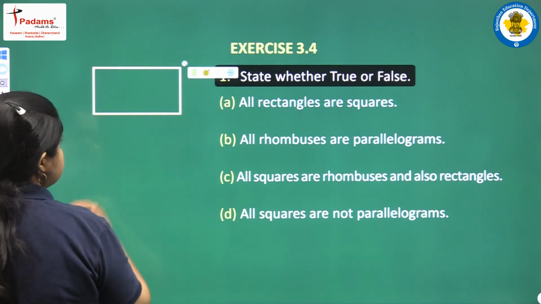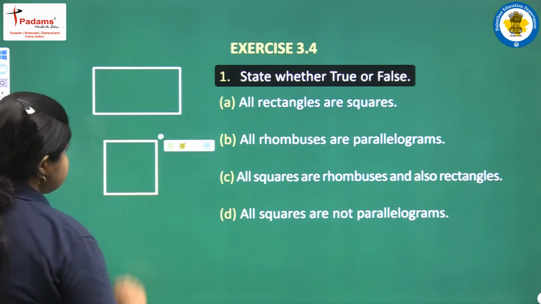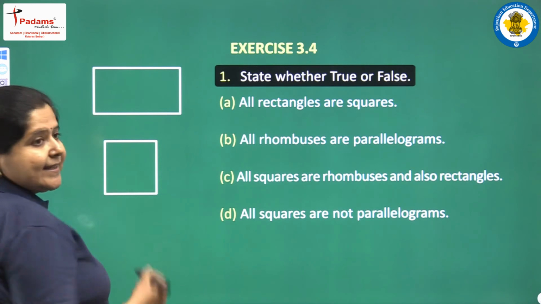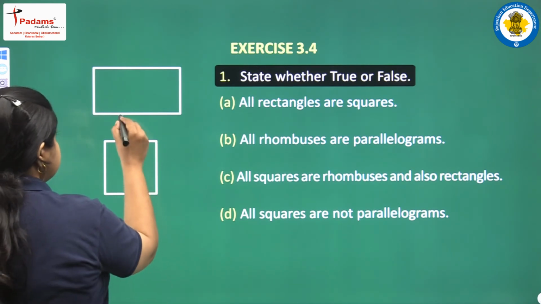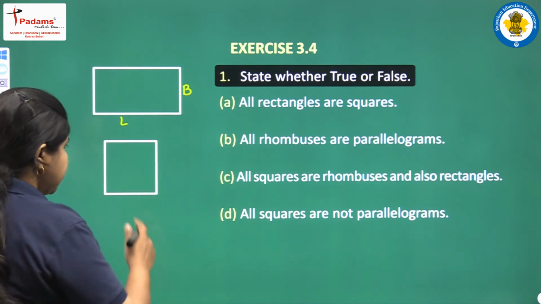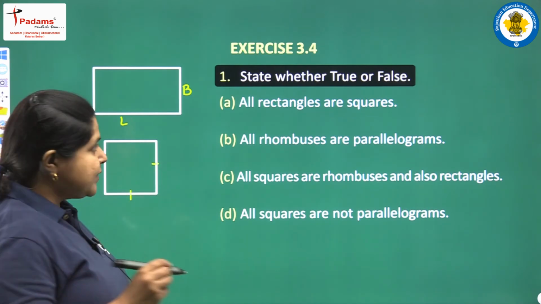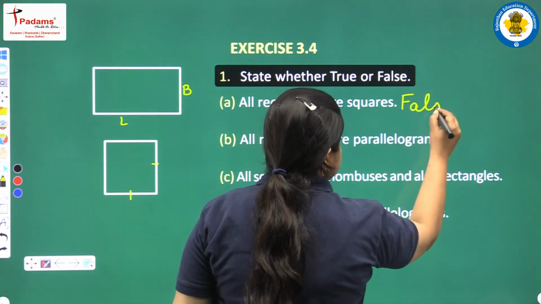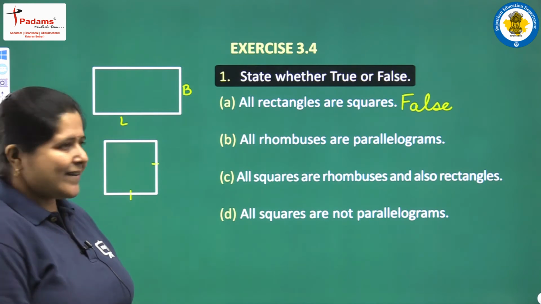This is a rectangle and this is a square. Now, can you say that a rectangle is a square? Clearly not. In a rectangle, the length and breadth are of different size, whereas in a square, both these sides are equal. So, this is a false statement. All rectangles are not squares.